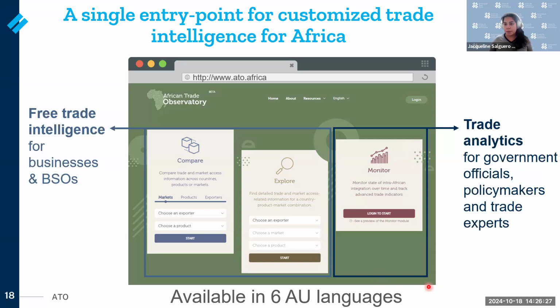So this platform, as per request of the African Union, is available in 6 African Union languages. And we will be focusing, as I said before, on the Compare and Explore modules, which are also free. You don't need to create an account to access them, while if you are a government official, you will need to create an account to access the Monitor module.